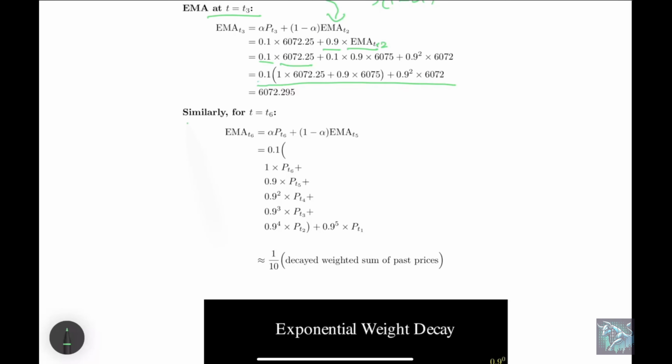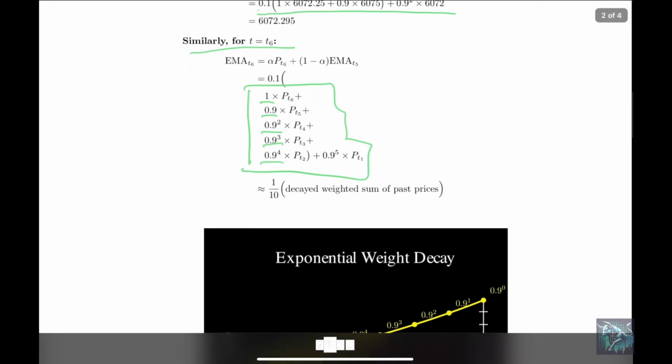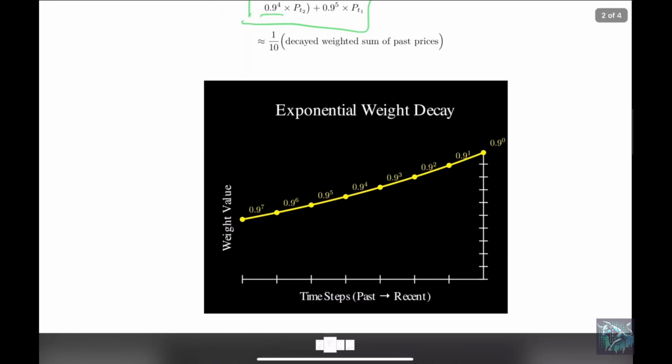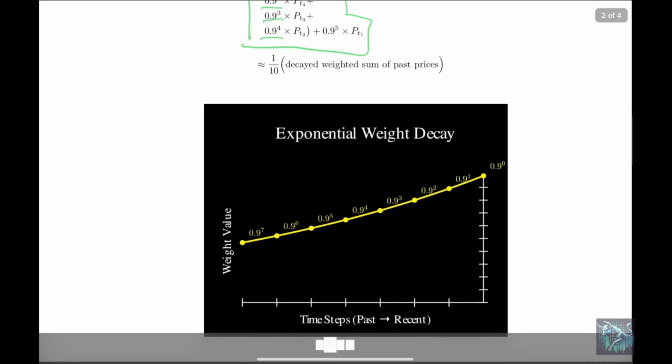Following the same approach, by the time we reach T6, the weighting pattern becomes evident. The most recent price, P6, has the highest weight of 1. The previous price, P5, is weighted by 0.9. P4 is weighted by 0.9 squared, and so on. The older the price, the more its weight decays. In this case, by a factor of 1 minus alpha equals 0.9.